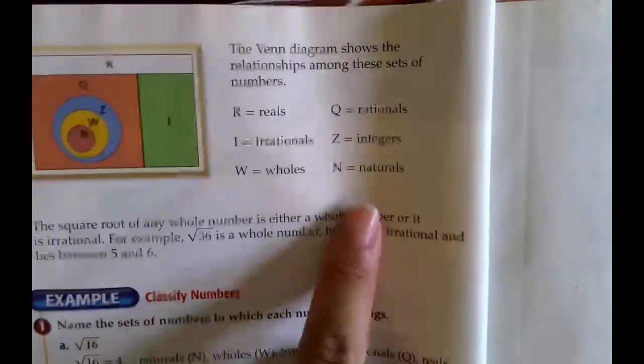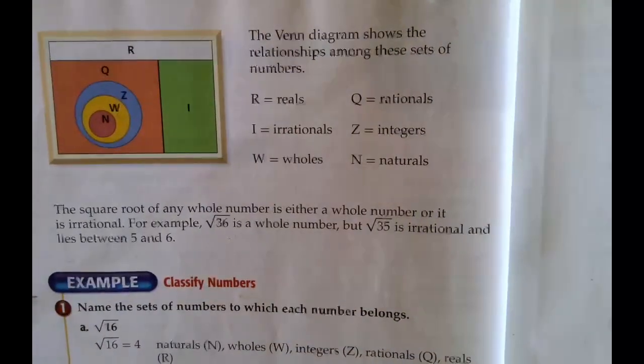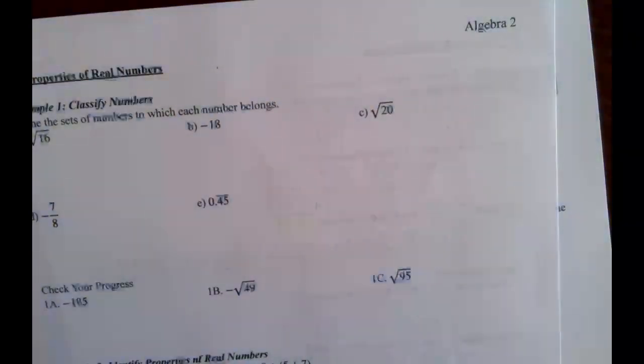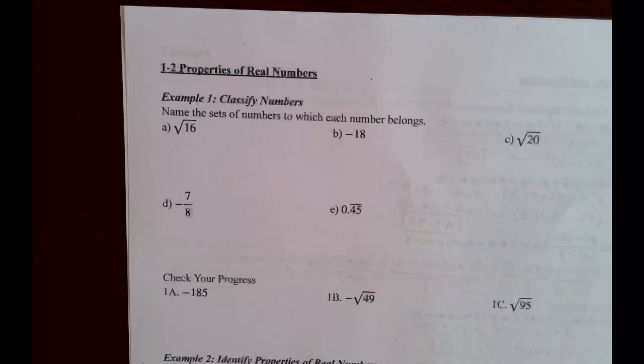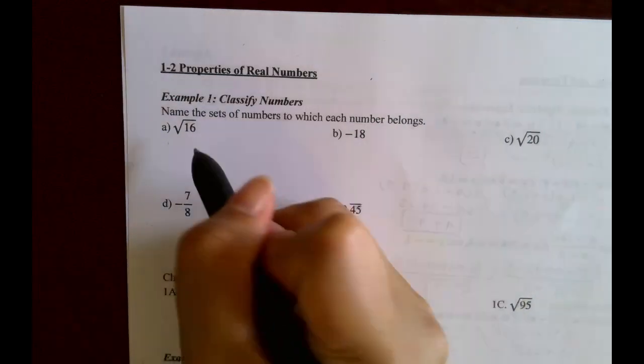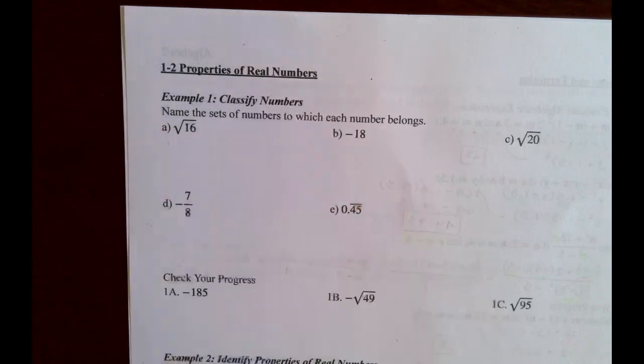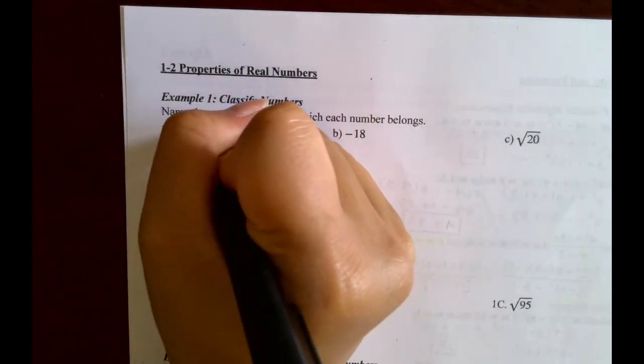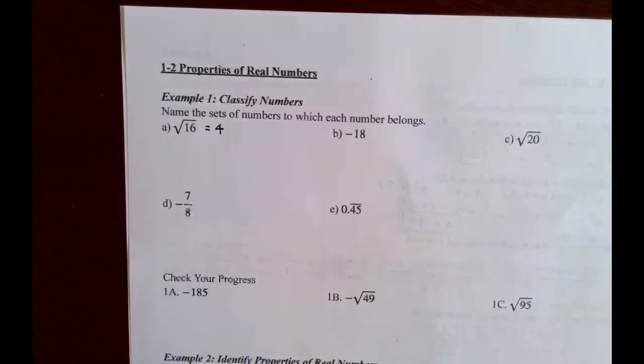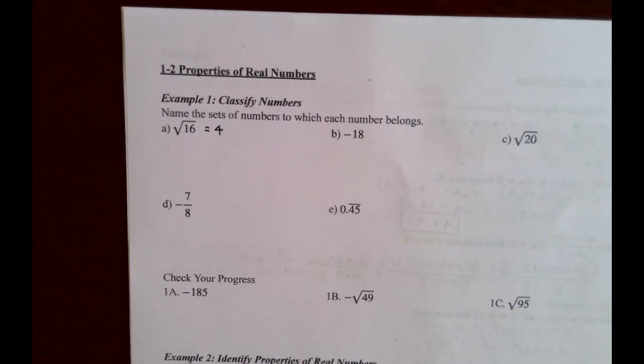Okay, so after that, you'll see it's example 1. So now we're going to get started with example 1. Example 1 wants you to classify the numbers. We want to name the set of numbers to which each number belongs. So here we're going to start off with square root of 16. Hopefully in your head, once you saw that square root of 16, you automatically simplified it to 4, because that would help you a lot, right?